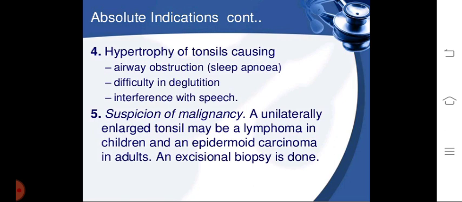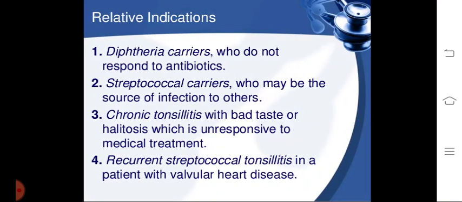Malignancy, when will you suspect that the tonsil may have a malignancy? So any unilateral enlarged tonsil may be a lymphoma or an epidermoid carcinoma. So you must do an excisional biopsy, that is remove the tonsil by tonsillectomy.